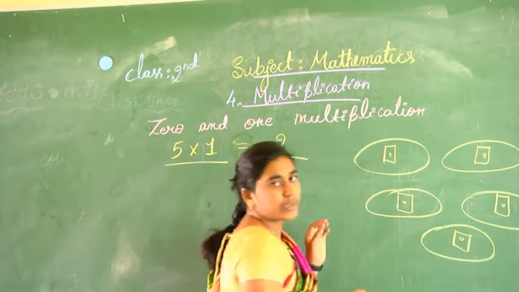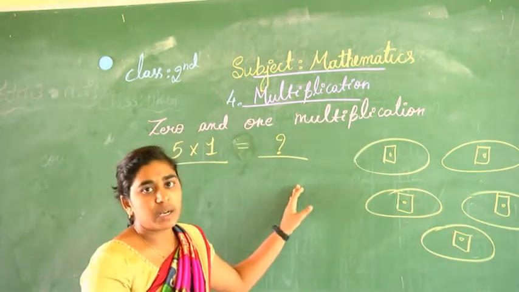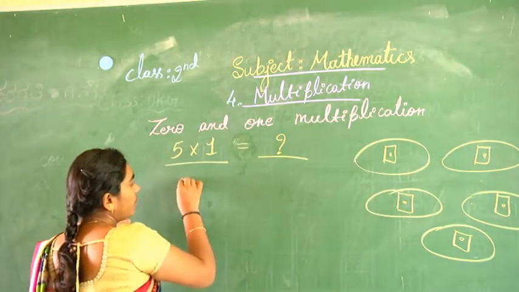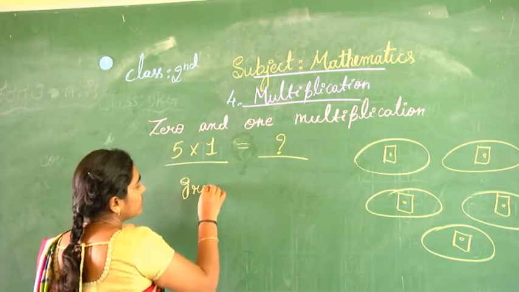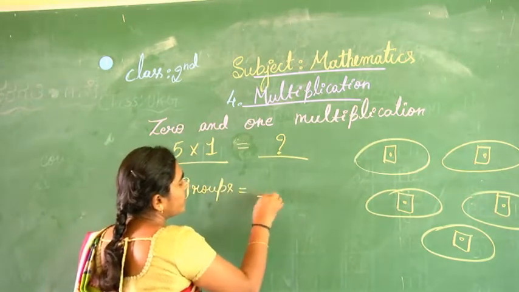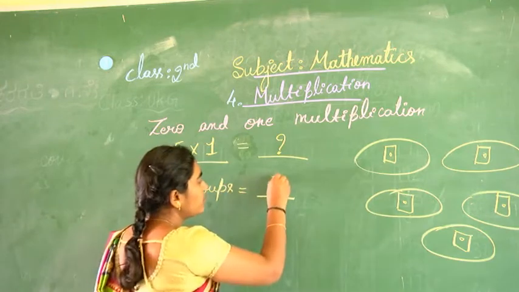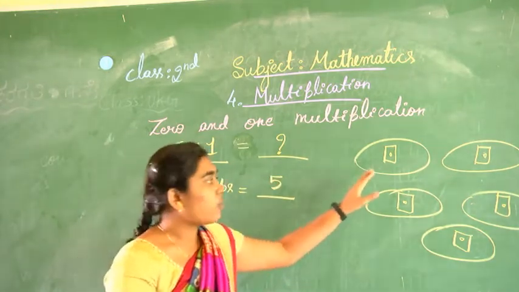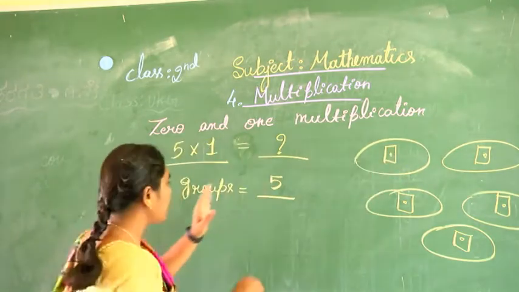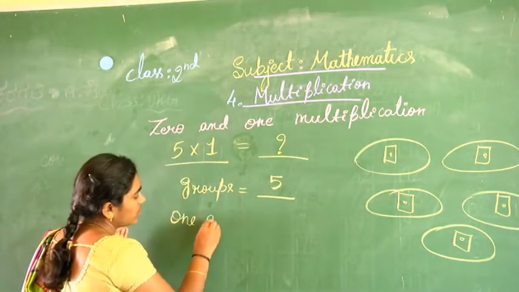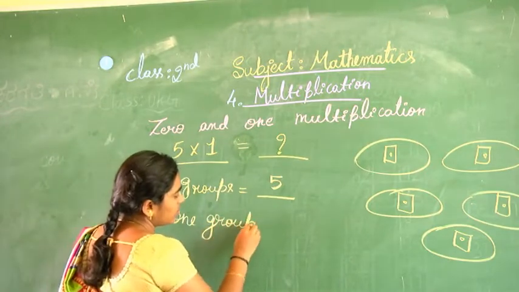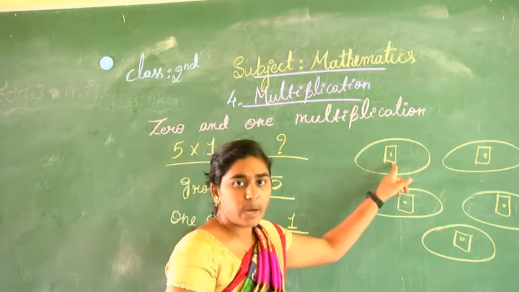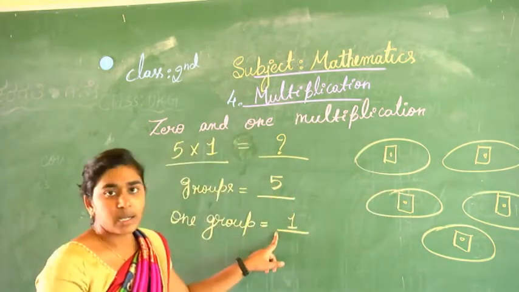So how many groups are there? How many groups is nothing but how many plates are there in the picture? We have 5 groups, nothing but 5 plates. In each group, how many cakes are there? There is one piece of cake in one plate. So I will write 1 in each group.